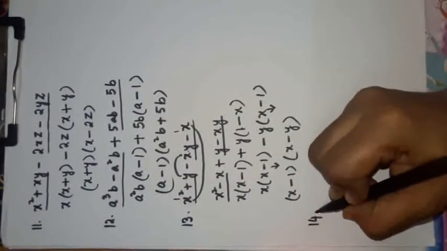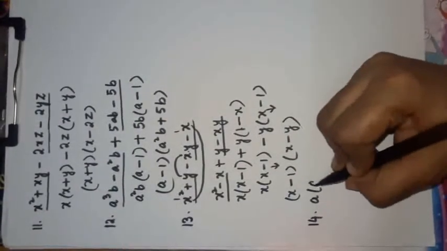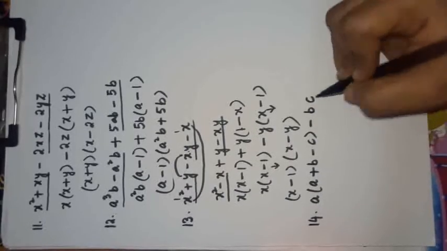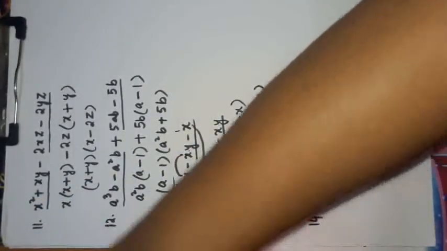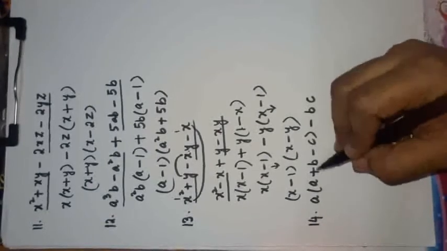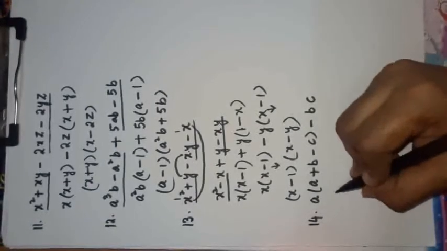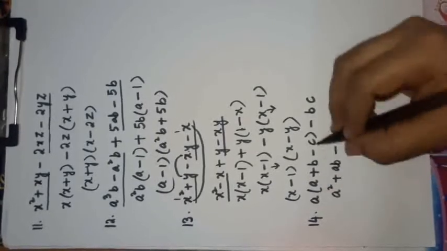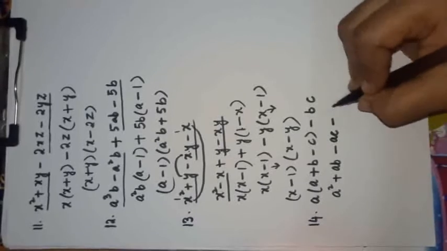Now let us go to the 14th one. So your question is a of a plus b minus c minus bc. So over here what can you do? First of all, let us just multiply this, this a into this whole. So a into a square, plus a into b, ab, minus a into c, ac, and minus bc as it is.